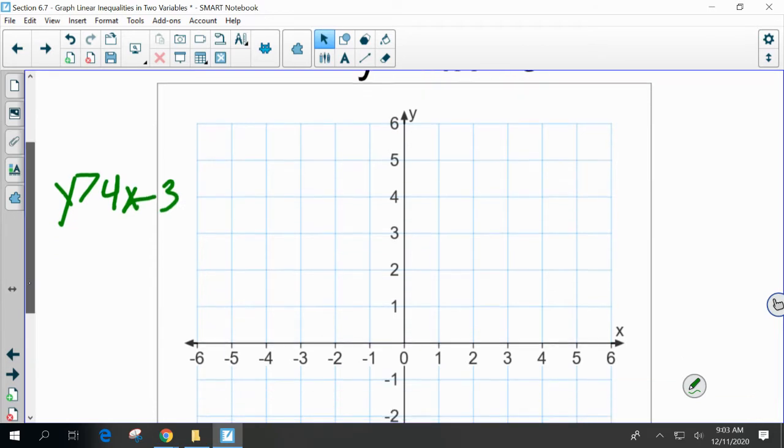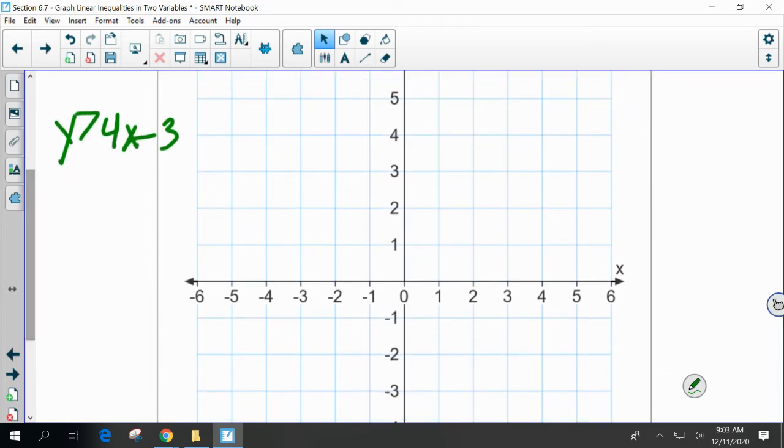So I'm going to graph my intercept first. Which one is my intercept? -3. So I'm going to put a point at -3. And then I'm going to do what with my slope? Up 4, right 1. Up 4, right 1. Okay, don't draw a line yet. Just do your 3 points.